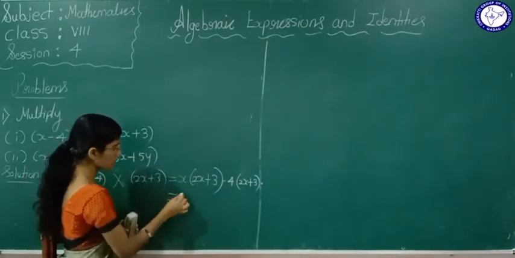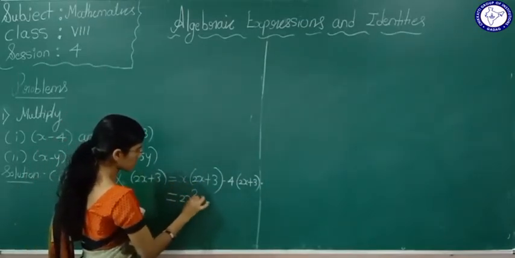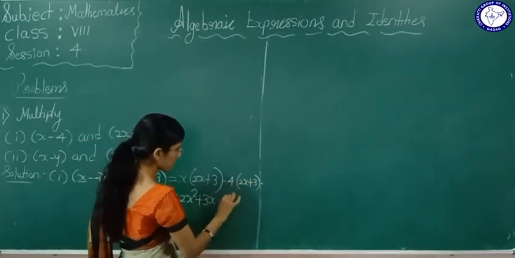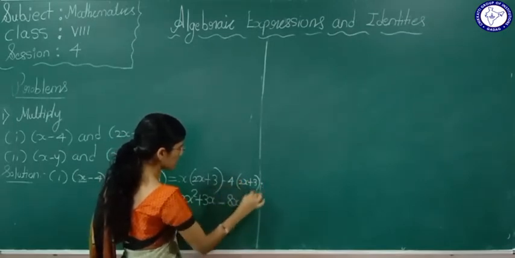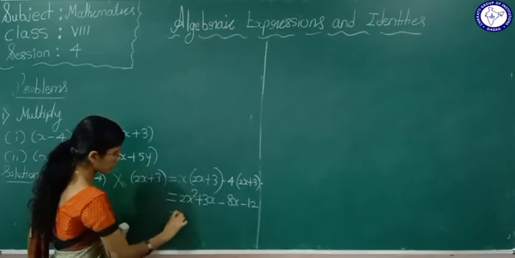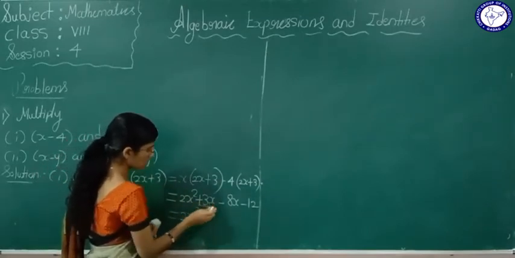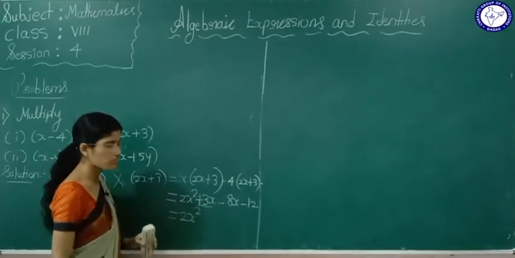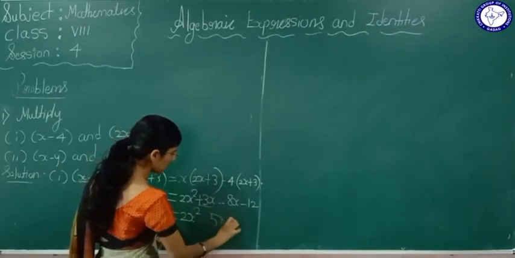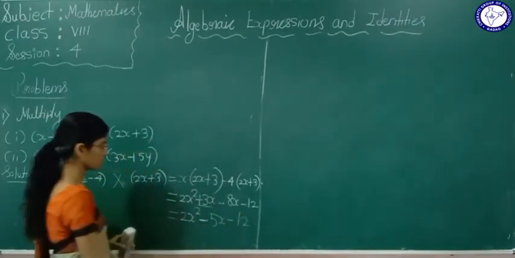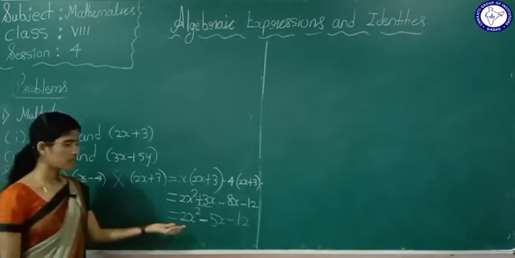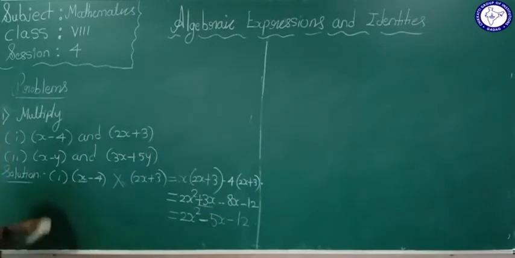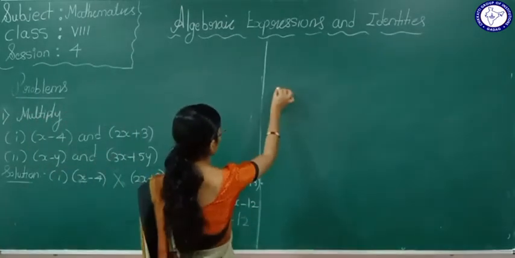Now say what it will become, x into 2x is 2x square plus 3 into x is 3x minus 4 2s are 8x minus plus minus 4 3s are 12. Now what it will become, 2x square. Now like terms can be added or subtracted. Plus minus is minus, 8 minus 3 is 5. It will become minus 5x minus 12. Okay. Further we can't simplify this because these all are unlike terms. Okay. Now in the similar way we will solve the second one.